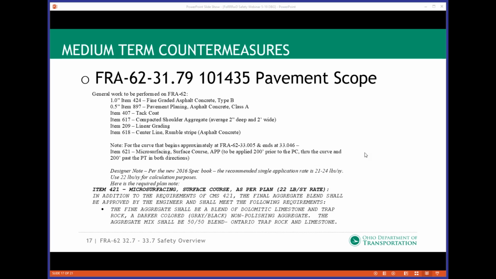So the medium-term countermeasures, there's a lot on the screen, but basically this is what's in the scope. So this covered all the medium-term things we talked about. There's a plan note down there on the bottom, that item 421, the microsurfacing. The main point that comes out of that was that they used a specific aggregate for the microsurface through that curve with trap rock and limestone.